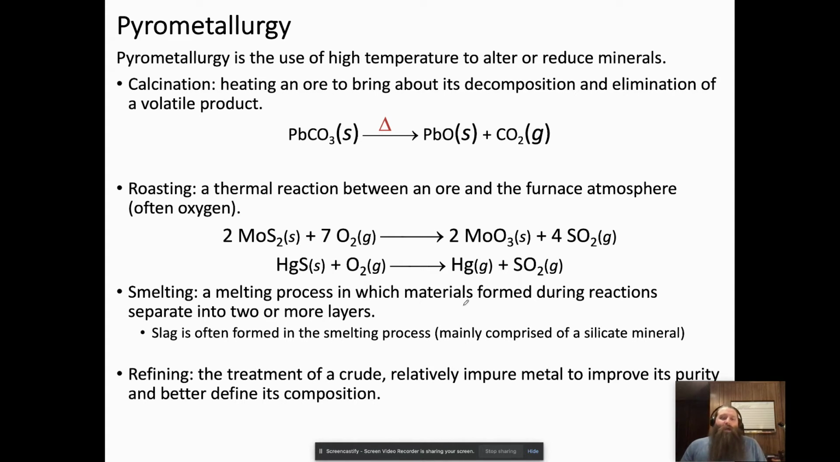Now, refining is another word that we use when we talk about getting ore ready for purification. It's the treatment of crude, impure metals in order to improve their purity or define their composition. Now, these 4 words are not interchangeable, right? Make sure that you know which word you're using to describe a specific process.